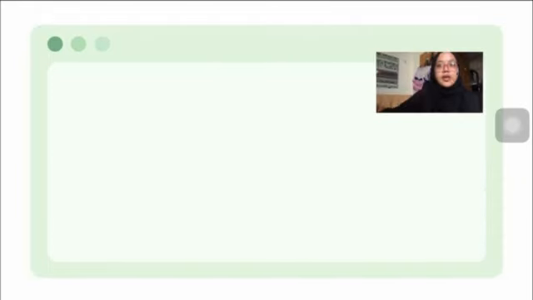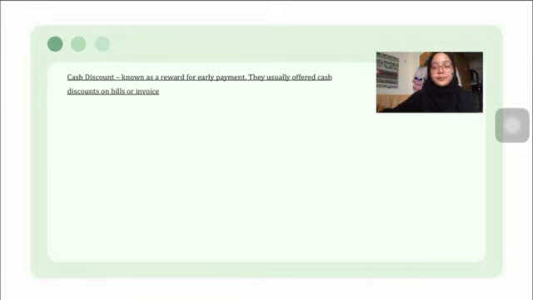Cash discount is known as a reward for early payment. They usually offer cash discount in bills or invoices. The main purpose of cash discount is to prevent customers from paying late, or to pay within a certain period. This is also to encourage retailers to pay within a specific period of time.